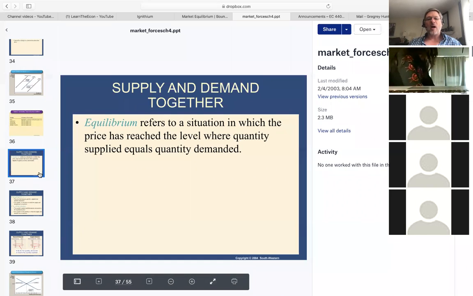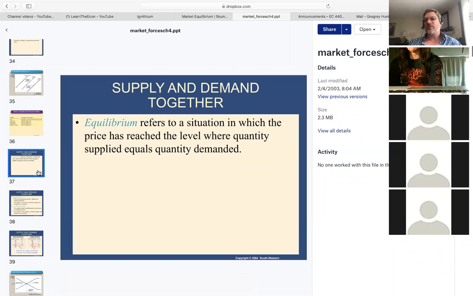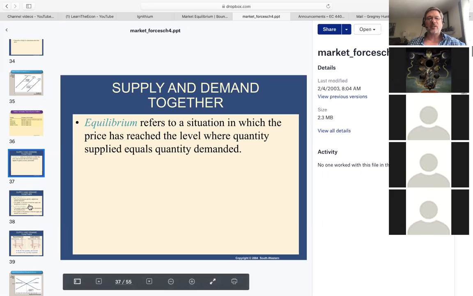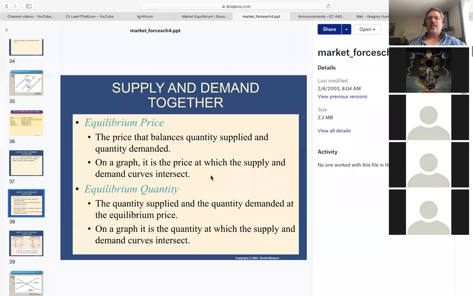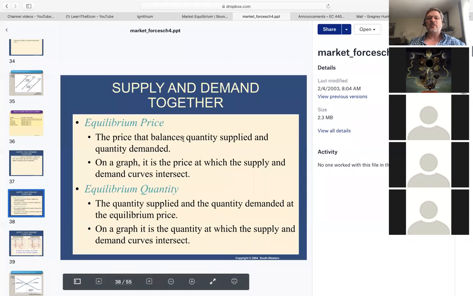And now we're going to talk about, and we've been discussing this so far, the concept of equilibrium. Conceptually, equilibrium refers to a situation in which the price has reached a level where the quantity supplied is equal to the quantity demanded. So that's conceptually what's going on. And at that point we have this equilibrium price, and you notice we start to use language like this.